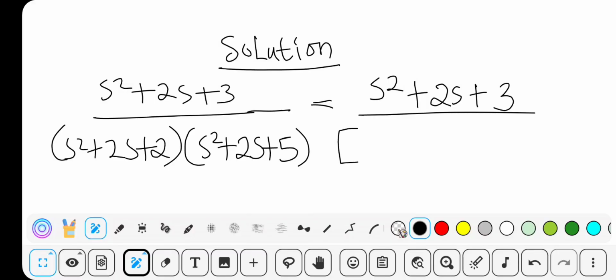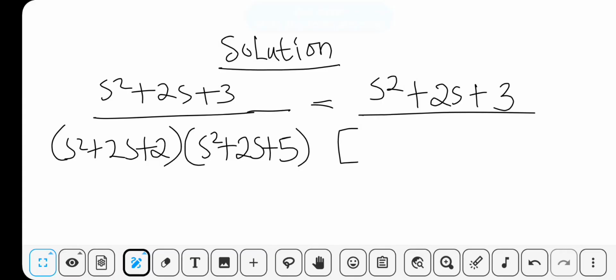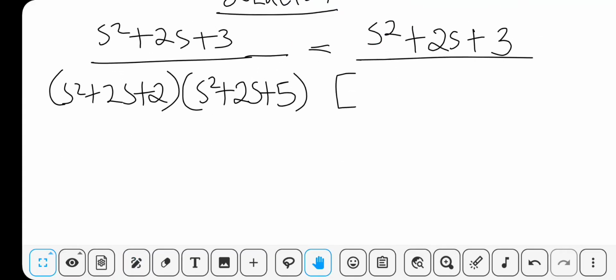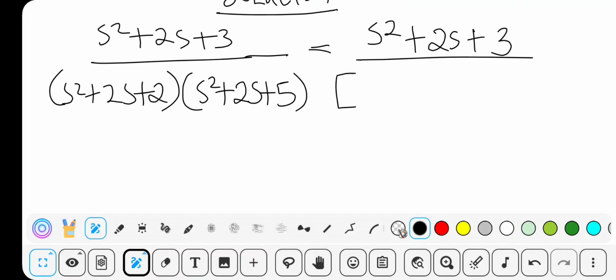Using the completing the square method, because if you notice this denominator, trying the factorization method will give you a complex number. You can't even factorize it. So the best way to factorize this is using the completing the square method. And let me just do it.